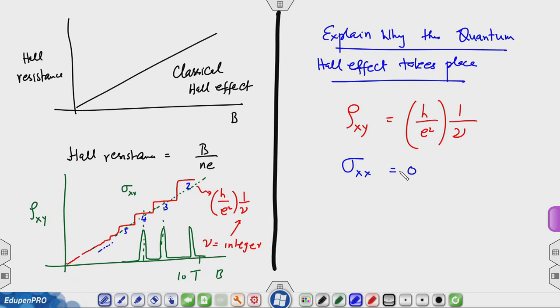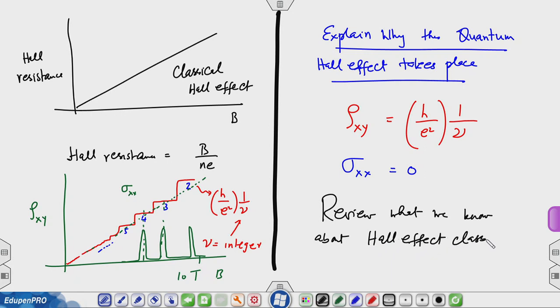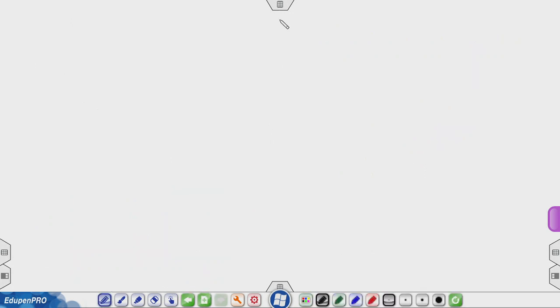The explanation is quite simple, but the phenomenon is so rich that it has given rise to many, many things. Further, one has also seen the fractional quantum Hall effect, which we'll not be going into in this course, because that requires understanding interacting electrons also. This can be explained through the non-interacting picture. So first, what I'm going to do is review what we know about the Hall effect classically. And then we'll connect it with the quantum picture. You will have to keep going back to lecture 3.